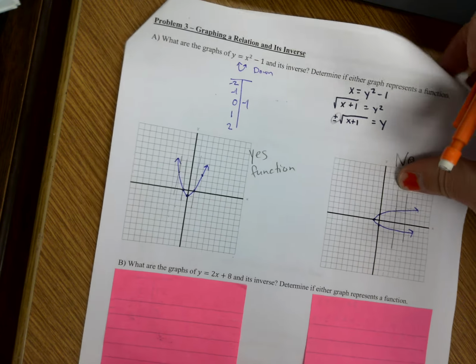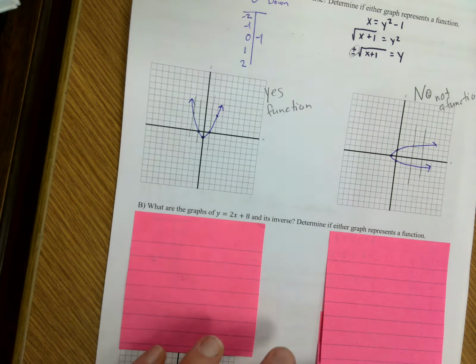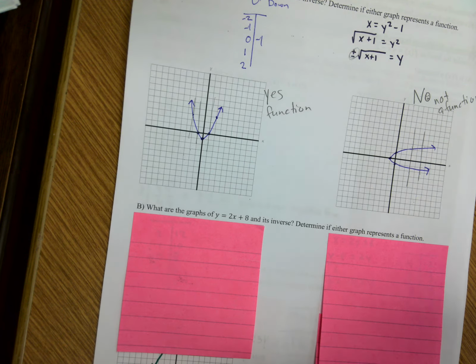I want you to try to do B by yourself. Graph the first, find the inverse, and then also graph the second and say if it's a function. So pause and try to do it by yourself.